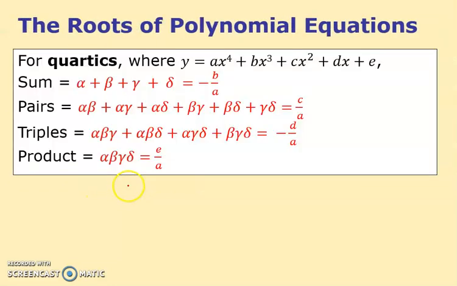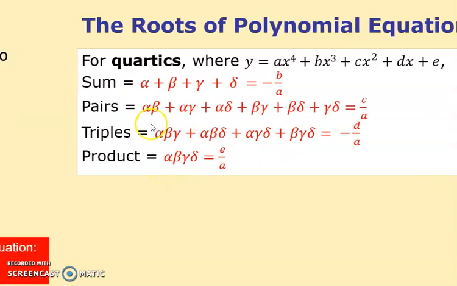And then for quartics, you get something slightly different, as much as you now get sums, pairs, triples and products. Again, you might not hear them called pairs and triples. This one might be called the sum of the pairs. This is the sum of the triples, I suppose. This is the product of all 4 roots. But notice minus b over a, c over a, minus d over a, and e over a. So that's something we've seen before.